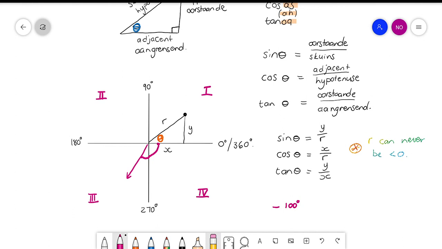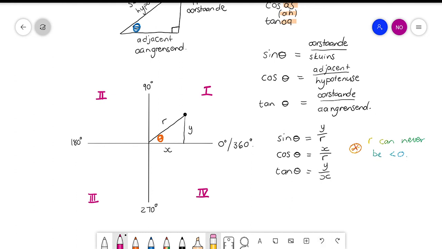Okay? Kom ons sê negative 200 grade. Waar gaan hy lê? You go from there, that's 90, that's 180, and then you go another 20. So dan sê in die derde kwadrant, in die tweede kwadrant. Okay. Goed. En die lelike goed van my skets afkry.